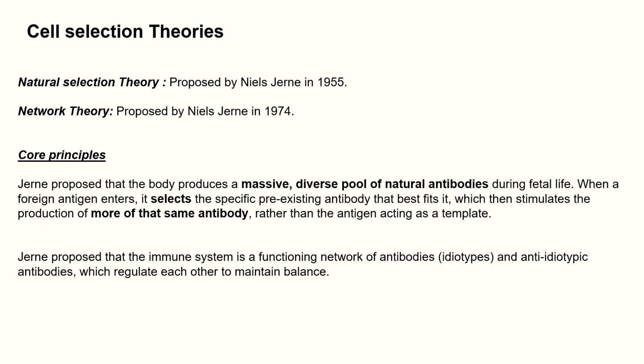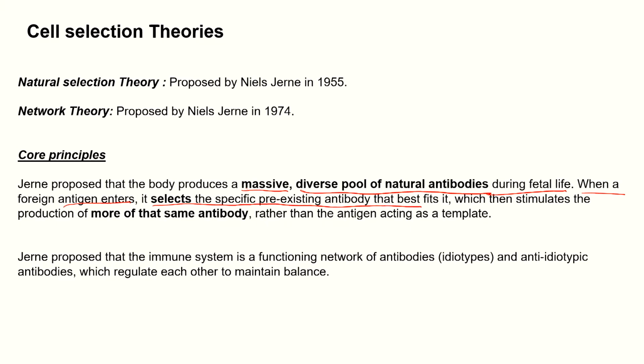So the core principle of Jerne's theory was that the body produces a massive, diverse pool of natural antibodies during fetal life. What he proposed is that during the early age of life, a pool of antibodies is produced. These are not specific to any antigen; they are just a pool of antibodies produced at a very early stage of life. When a foreign molecule or foreign antigen enters the body, it selects the specific pre-existing antibody that best fits it.